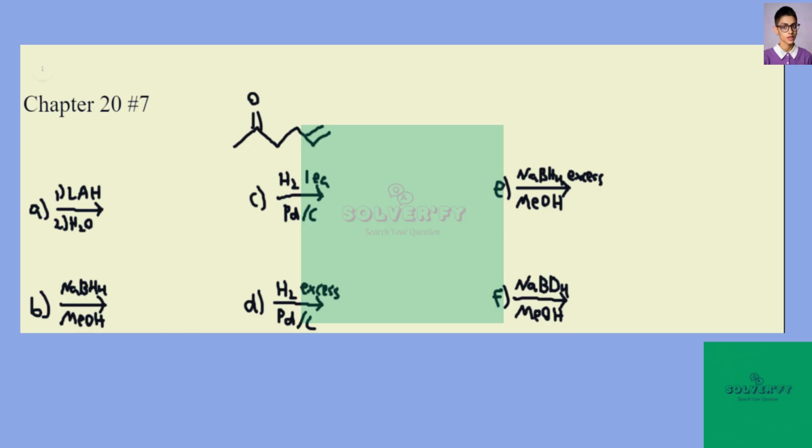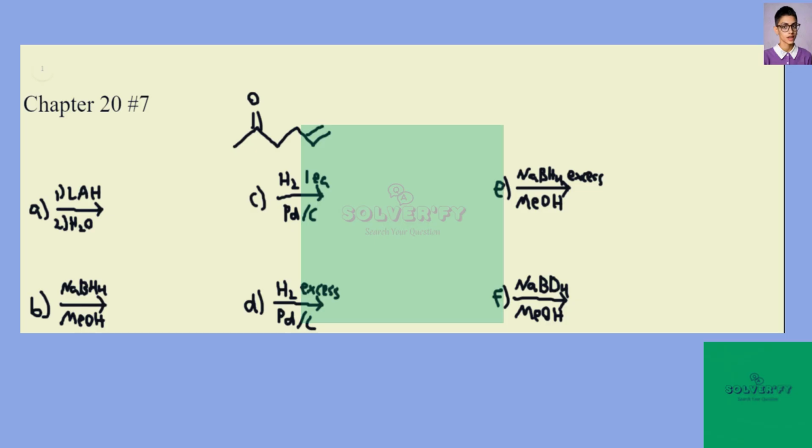And so these are all going to be reductions, basically. We're going to look at metal hydride reductions versus hydrogen gas and palladium on carbon, and some differences between those types of reagents.